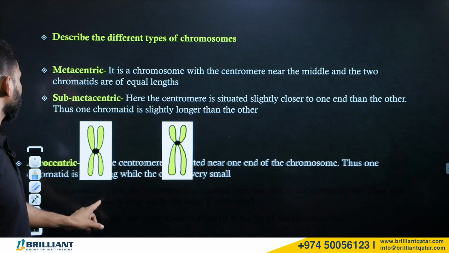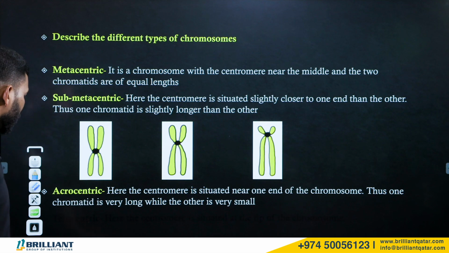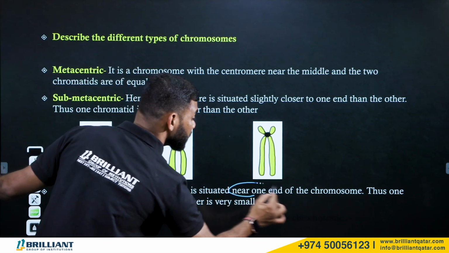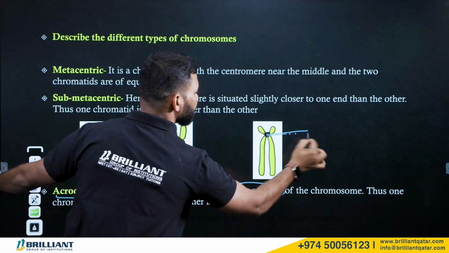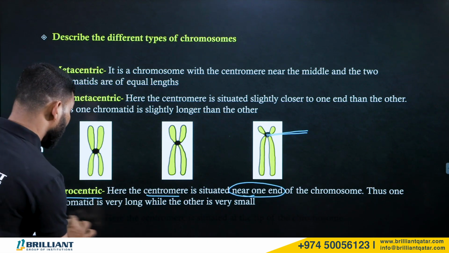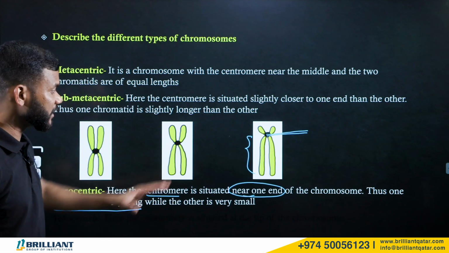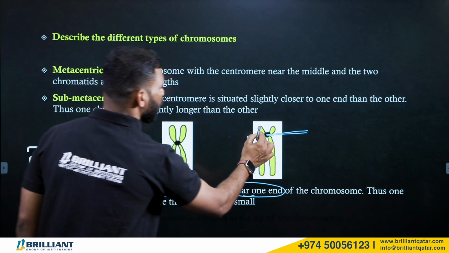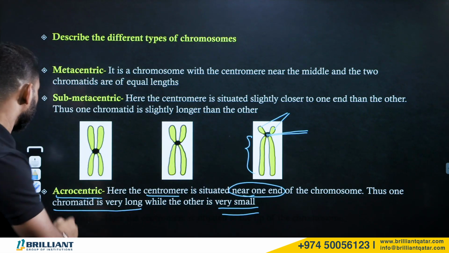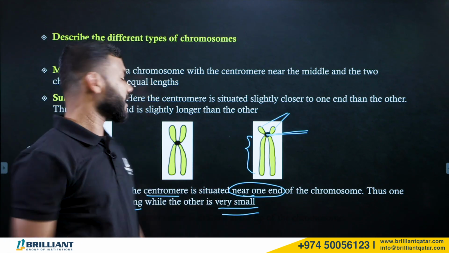Now, the third chromosome we are going to discuss is acrocentric. What is an acrocentric chromosome? In the acrocentric chromosome, the centromere is situated near one end. Look here, near one end. And thus you can see one chromatid is very long, and this other chromatid is very small. That type of chromosome is called an acrocentric chromosome.